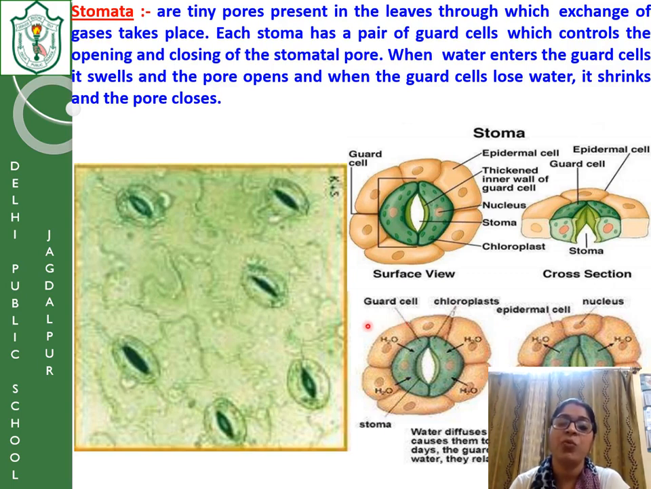What happens when the water is transferred from the epidermis? H2O is water. When the water is first absorbed by the epidermal cell, this epidermal cell absorbs water, and then here the water concentration is more as compared to the guard cell. So what happens, the diffusion process will take place from epidermal cells to the guard cells. It will come towards the guard cells.